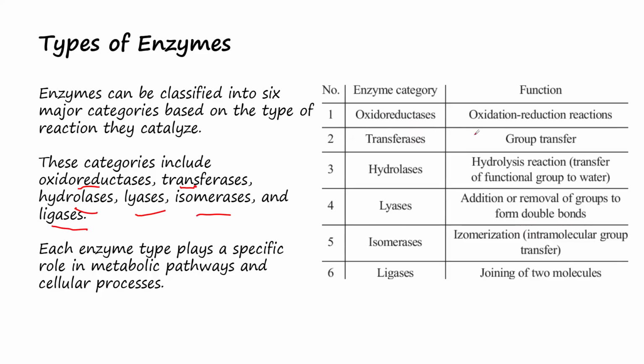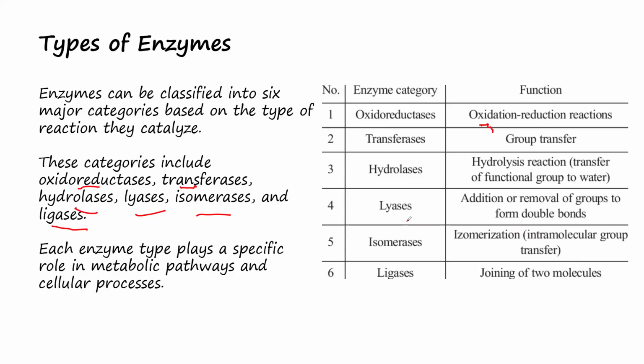Like oxidoreductase catalyzes oxidation-reduction reactions, that is redox reactions, and the transferase enzymes catalyze group transfer, where maybe a phosphate or methyl group is transferred from one compound to another. Hydrolase means it catalyzes hydrolysis reactions. That is, it can be the transfer of a functional group to water. Lyase means the addition or removal of a group to form double bonds.